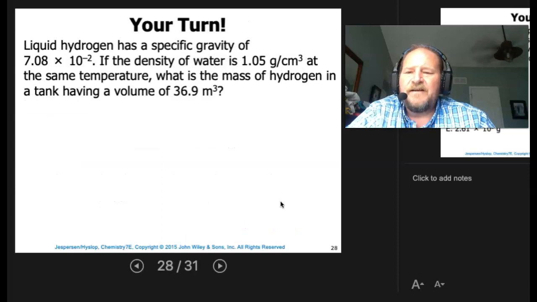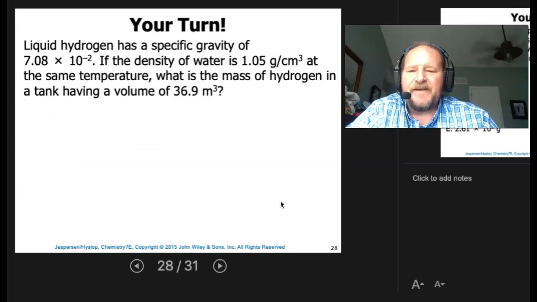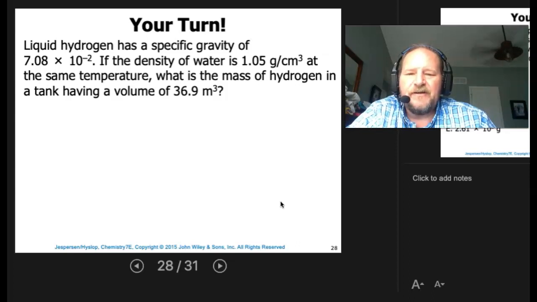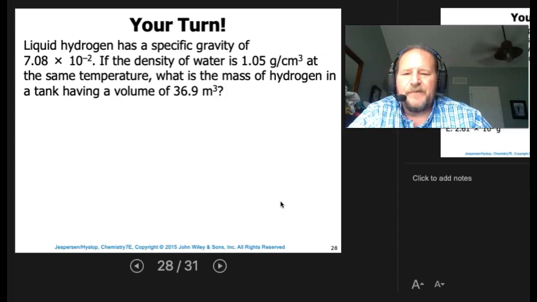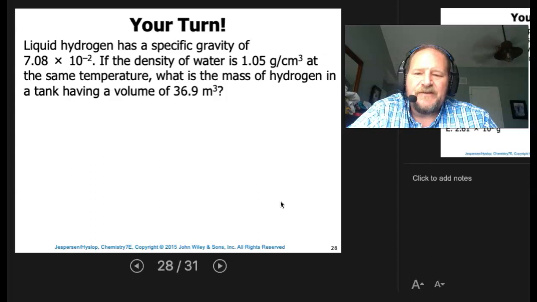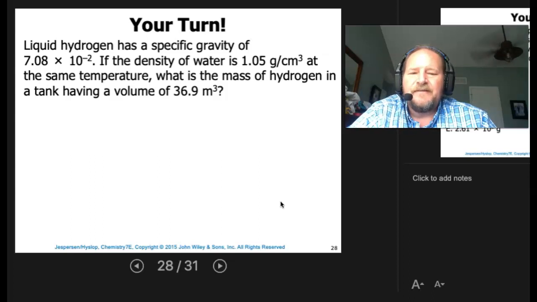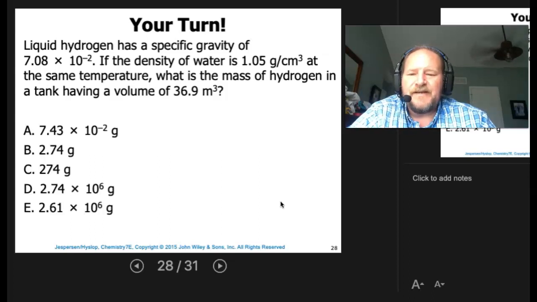All right. Liquid hydrogen has a specific gravity of 7.08 times 10 to the negative 2. If the density of water is 1.05 grams per centimeters cubed at the same temperature, what is the mass of hydrogen in a tank having a volume of 36.9 meters cubed? All right, here are your options. And I'll pause here. You can work your way through it before I start giving answers or even my analysis.